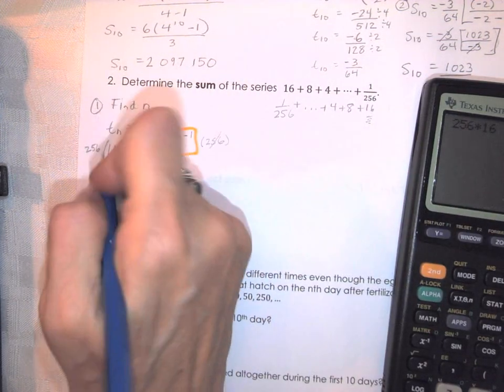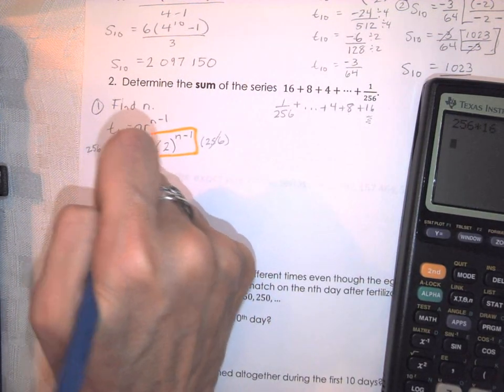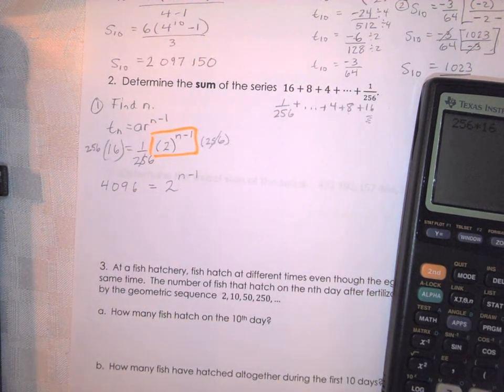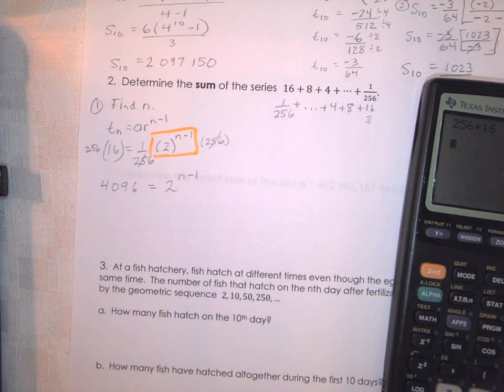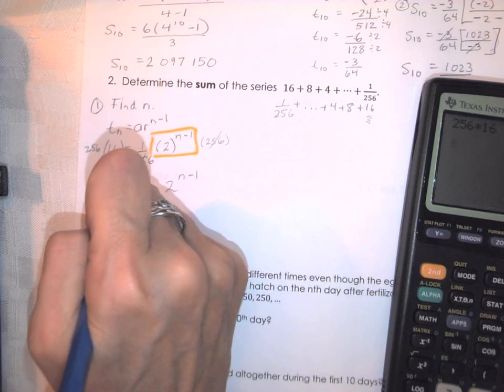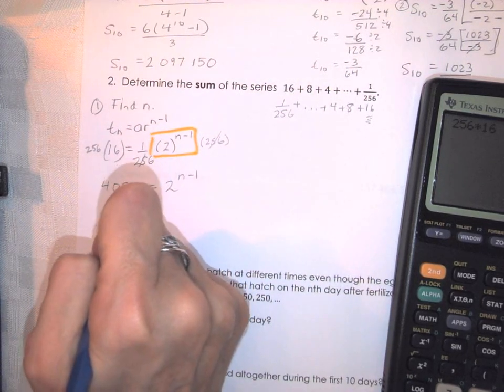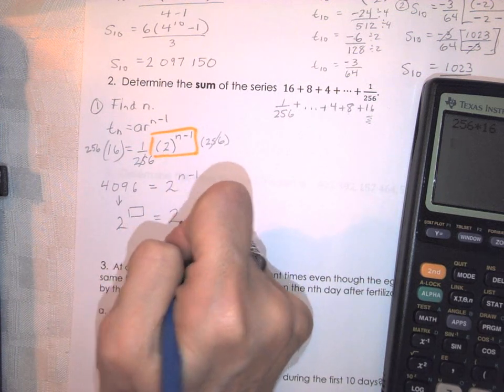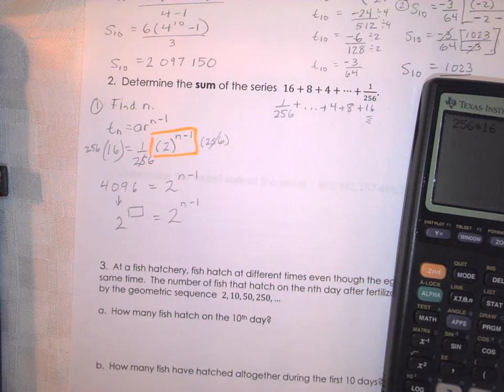And I get 4,096 is equal to 2 to the power of n minus 1. And now that's an exponential equation. So I know that I've got to be able to write this side as 2 to the something, and that's going to be a whole number because n has to be a whole number in a sequence or a series.